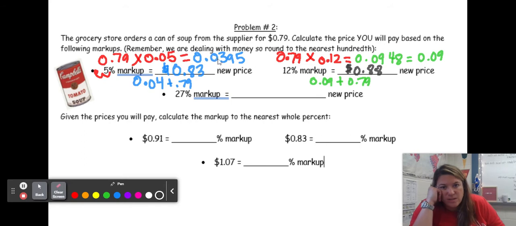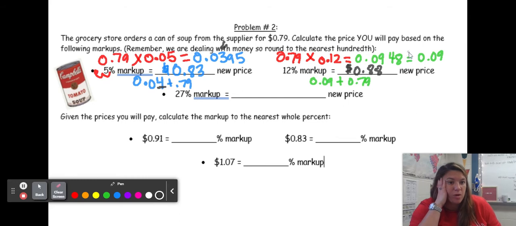This one is 0.0395 when you multiply, right? But this is money. So I'm going to round this 3 up to a 4 because the 9 bumps that up. And then that's the markup. We're marking it up 4 cents. So they're going to make 4 cents on every can of soup they sell. But added to the 79 cents, they're going to sell it to you for 83 cents.